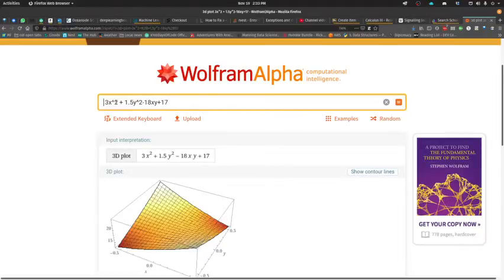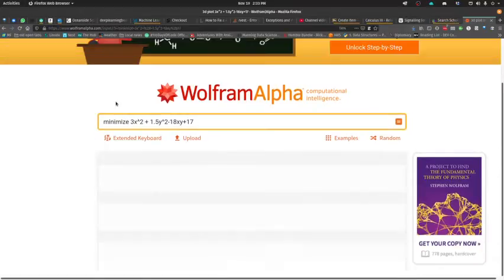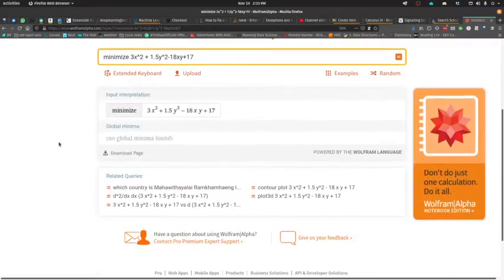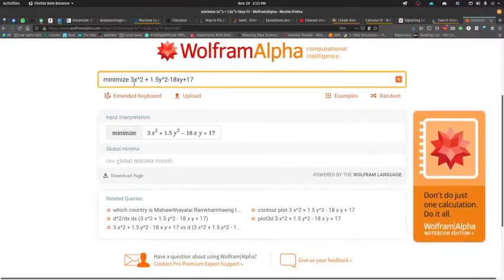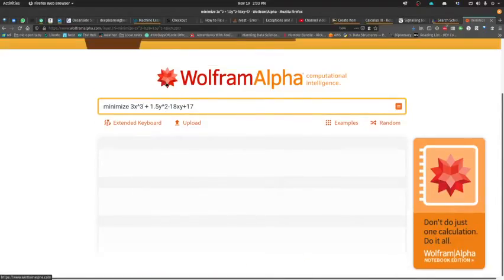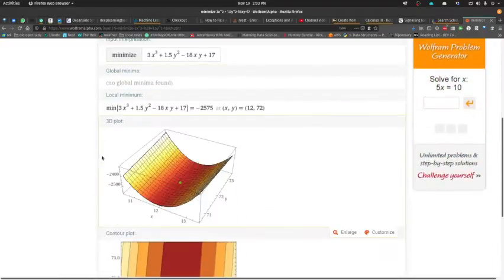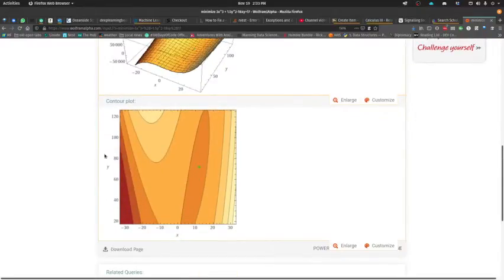Is this a maximum? This is a minimum. I guess we could just say optimize this. No global minima found. I don't buy it. Oh, I made a mistake. We're going to have to look at that plot again. All right, this is good.